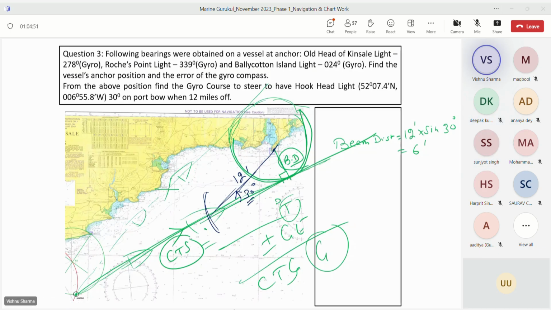Plotting error, what will it be? Instead of 30, because of plotting error, it may come 29 or it may come 31. That's all the plotting error that will make a difference. Else, it will basically be 30 degrees out here. Why? Because this beam distance has been calculated using this concept. Is the process clear? Okay.